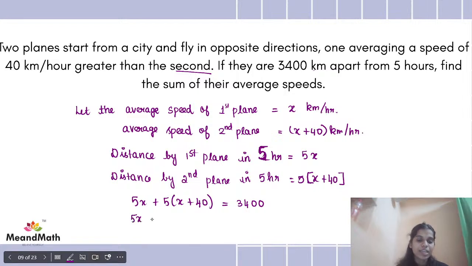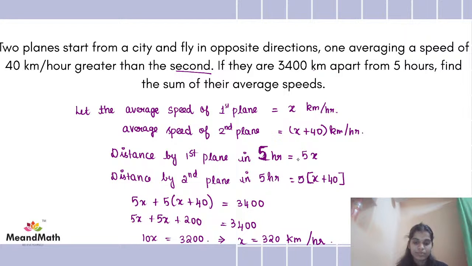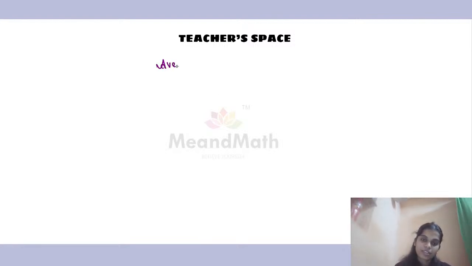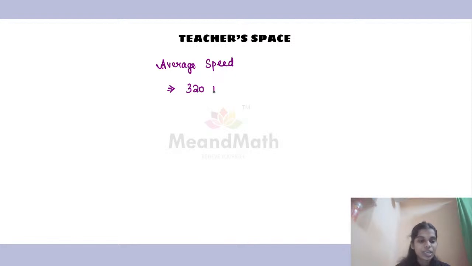Now we are going to solve this. 5x plus 5x plus 200 equals 3400. 10x equals 3200, which means x equals 320 kilometer per hour. Right? Now the average speed is already found: 320, and the other one exceeds it by 40. So 320 plus 40, that is 360 kilometer per hour. This is of the second plane.